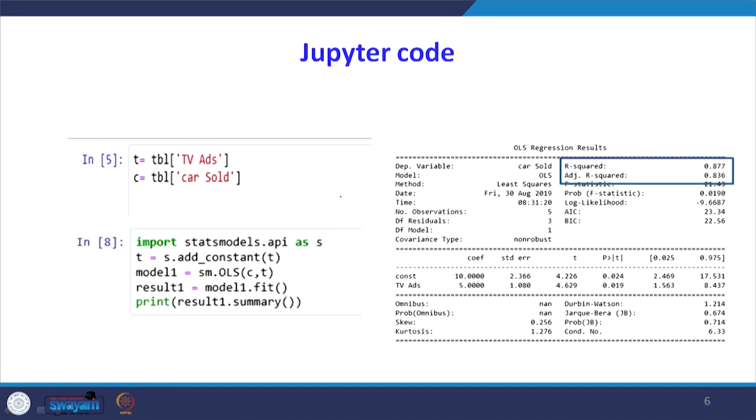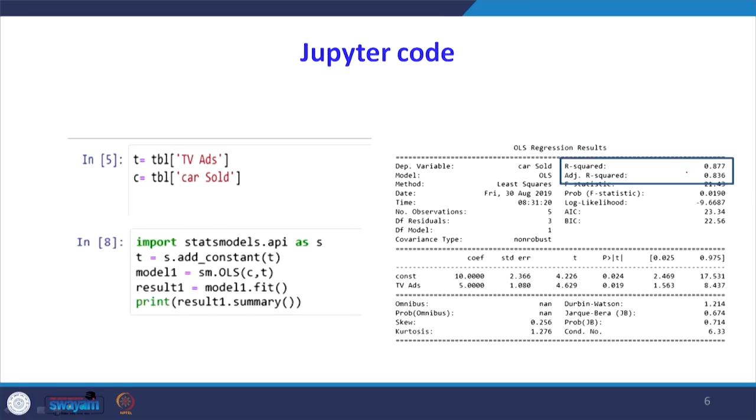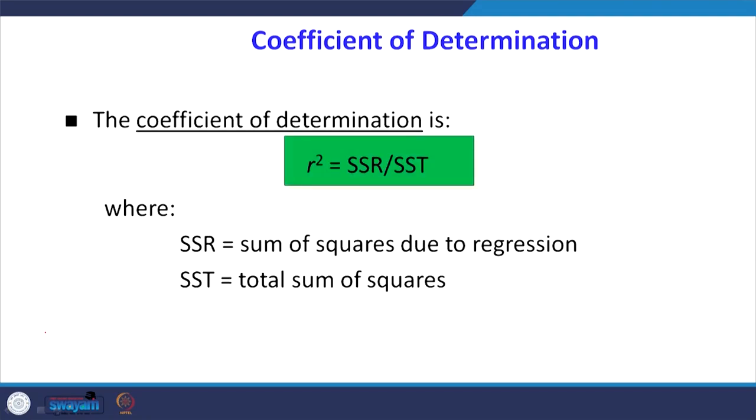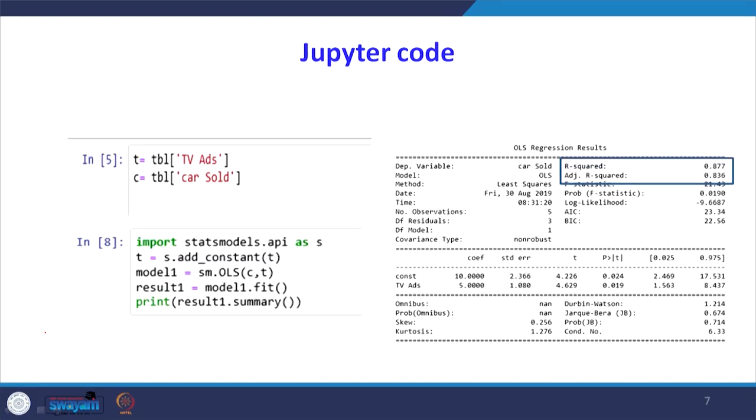Previously also I was saying what is the meaning of this R square. In our problem we are getting 0.87. I will show you how it has come. The coefficient of determination formula is R square equal to SSR divided by SST. So, SSR in our problem is 100, SST is 114. I can show you how we got SSR 100.